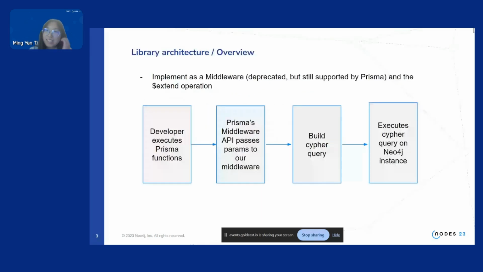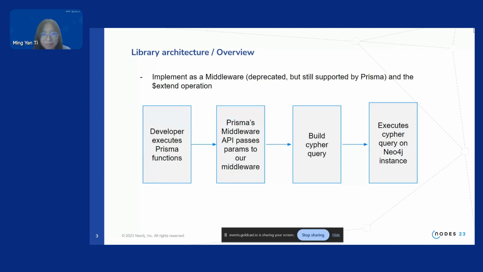The NPM module right now is really new, but it's really just a simple middleware library that you can use on Prisma. Initially, when I first implemented it, it was just a middleware using the deprecated Prisma middleware API, but you can still use it if you want. And when they released the extend operation, I updated it. So now you can use it with the extend operation.